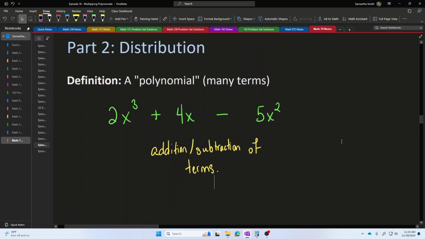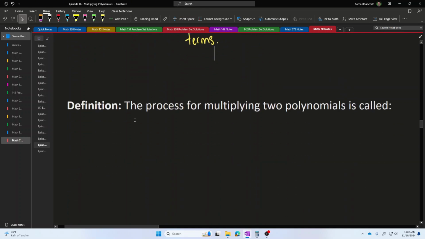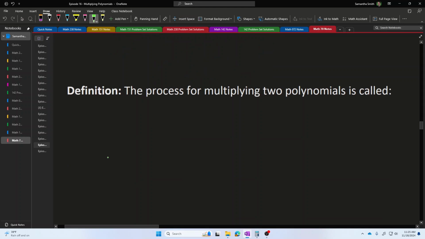Now, if you have two polynomials and you need to multiply them together, the process of multiplying together two polynomials is what's called distribution. Distribution is our name for how we multiply two polynomials together.